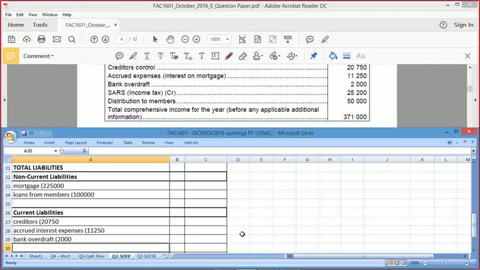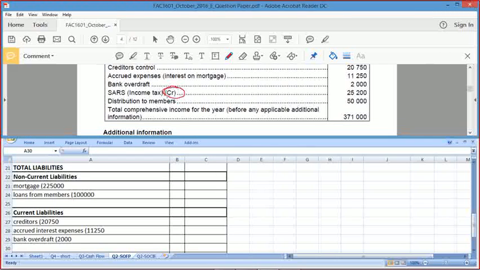Next is SARS. That's income tax. That will go to your statement of comprehensive income. No. Huh? Why not? No, I don't know. Look at the balance. It's a credit balance. Okay, so what do you take to the statement of comprehensive income? You take the expense. Yeah. An expense will have what balance? Expense will have a debit balance. Exactly. So what is this? This is a credit balance. So what is it?